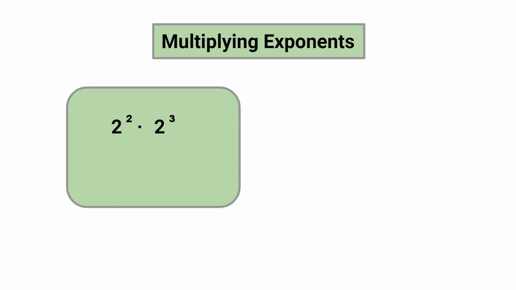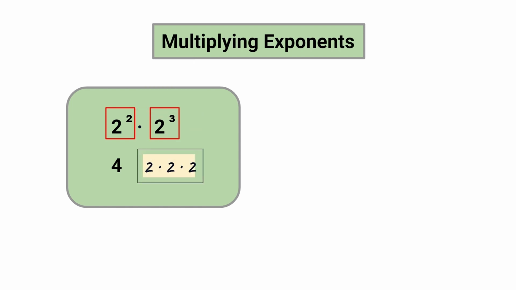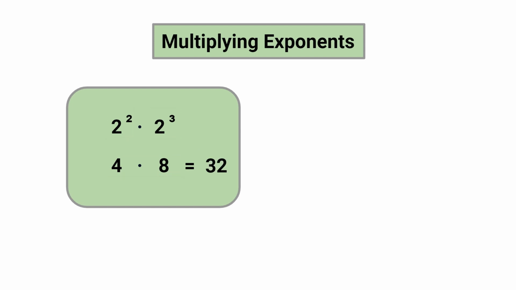Now, as you can see, both terms have the same base. And this means that this expression can be solved a couple ways. One method that can be used to solve this is by raising 2 to the second power. This means I need to multiply 2 copies of the base, which equals 4. And next, I need to raise 2 to the third power, which means I need to multiply 3 copies of the base, which equals 8. And last, I need to multiply both answers, 4 and 8, which equals 32. So 2 to the second power multiplied by 2 to the third power equals 32.